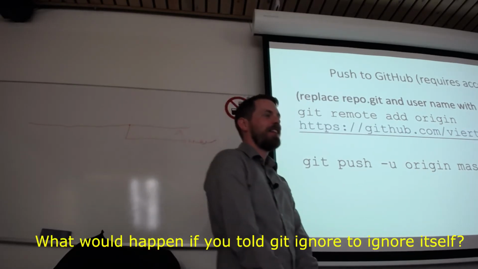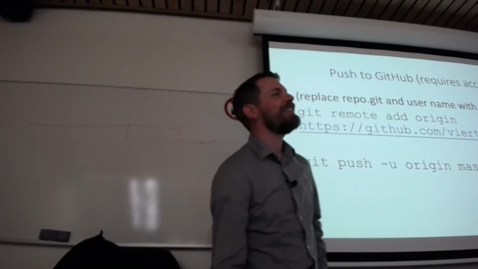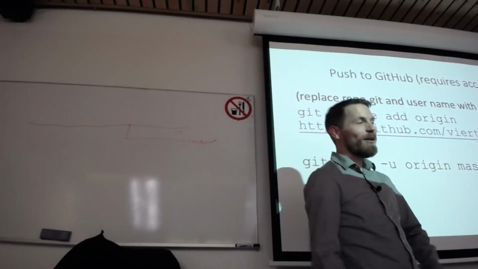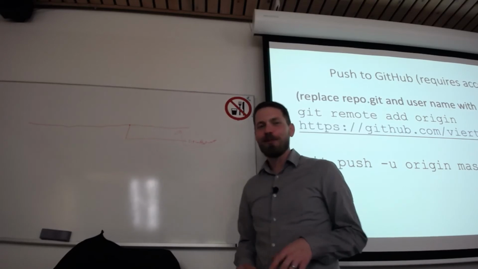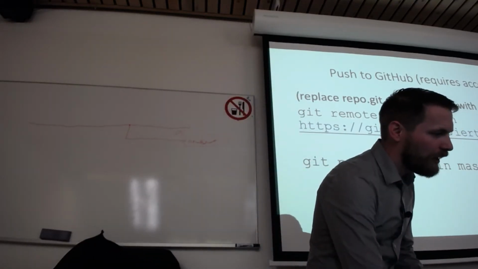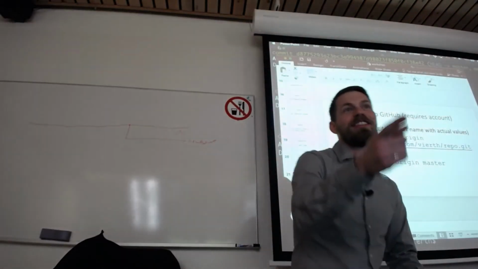Yeah? What would happen if you tell git ignore to ignore itself? That's a good question. My guess is it would probably just ignore it. Well, we can try later when we're not actually doing the workshop, but I don't know. Are there any other questions? Did you have a question? Two questions here. Yeah, go ahead.